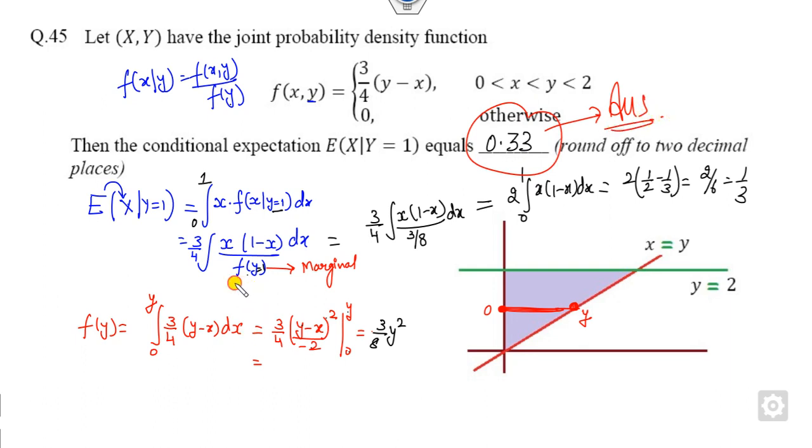Remember that you have to find the marginal function at y equal to 1, because y is 1 is given to you in the statement. This is the simple way you can solve this question.